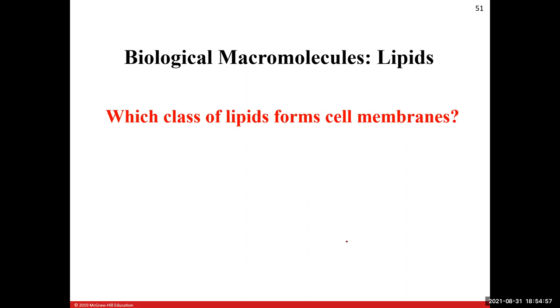So which class of lipids forms the cell membranes? I'll even make it a multiple choice question for you. Let's see if I can type the answer choices here. All right, answer choice A is going to be triglycerides. All right, answer choice B is going to be lipids.